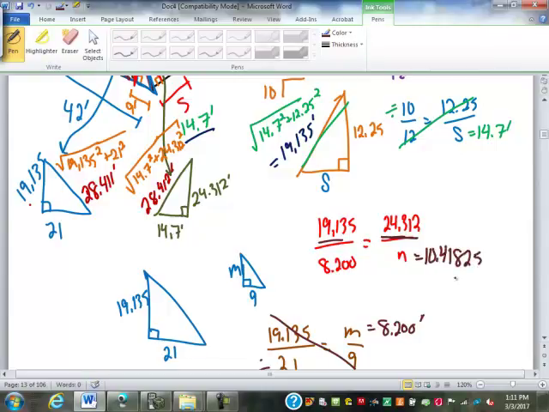$10.41825, you say? 852, so 10.419 feet. What do you think? Not so bad? Yeah, it's really the hip roof calculations. It's really similar to that.